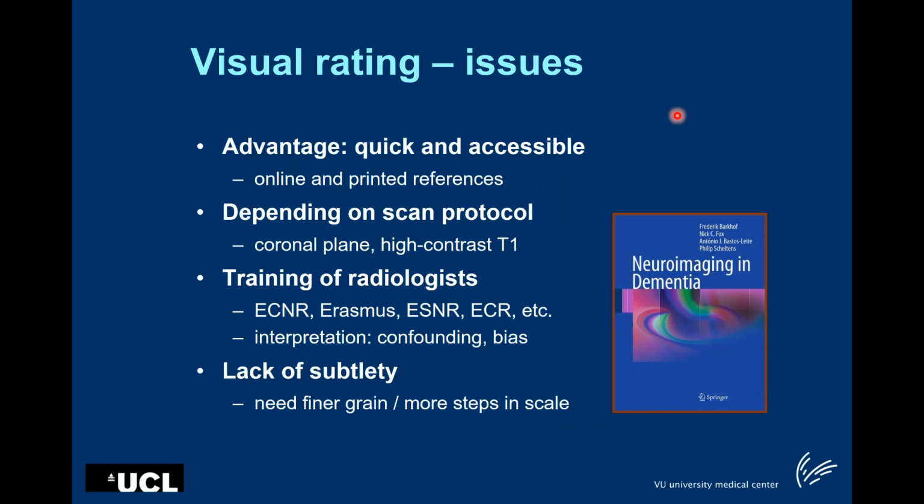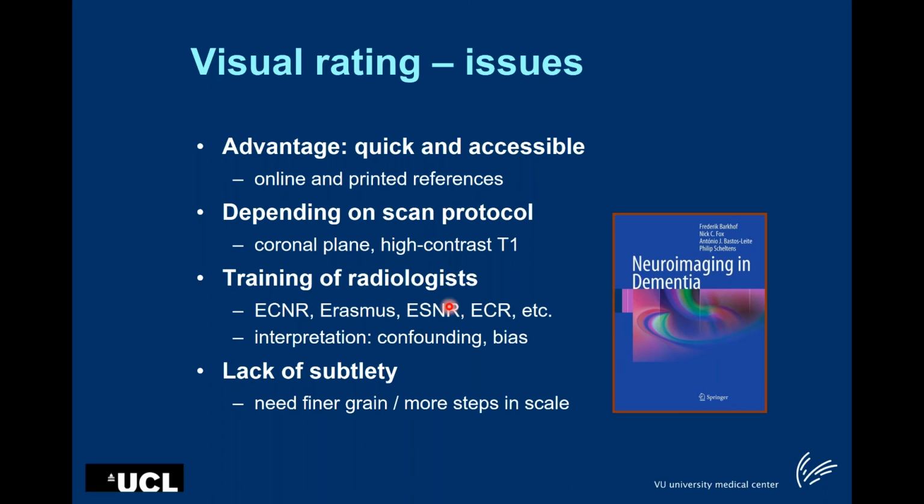Okay, what are the issues, and the advantages and disadvantages? The advantage is that it's quick. You can do it on the fly while you're eyeballing the scan. The only thing that you need is a good quality T1 scan. Do not try to do it on a FLAIR or a T2 weighted scan because you have a different contrast and you will make a different judgment. So it's important to always stick to the coronal T1 weighted images.